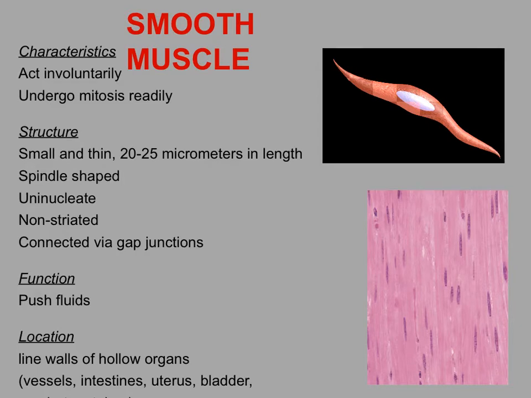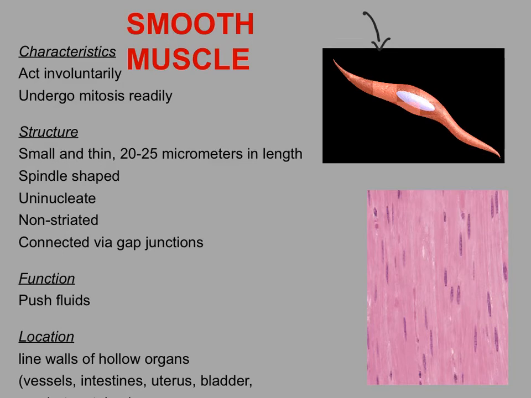Also, those smooth muscle cells have the ability to undergo mitosis very easily. Mostly because they're constantly being used. So they get worn out or they get damaged and they need to repair. This isn't always the case with skeletal and cardiac muscle. So this is unique to smooth muscle, that the smooth muscle cells undergo mitosis regularly.